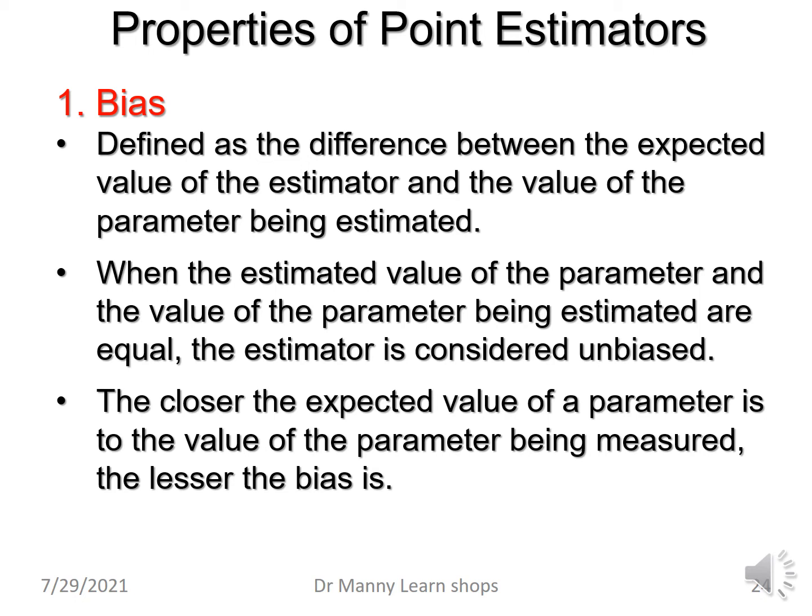So a statistician can use a point estimator, the mean, to make an estimate of a population parameter. What are some of the properties of point estimators? Bias is one. Bias is defined as the difference between the expected value of the estimator and the value of the parameter being estimated. When the expected value of the estimator and the value of the parameter being estimated are equal, the estimator is considered to be unbiased. The closer the expected value of an estimator is to the value of the parameter being measured, the lesser the bias.